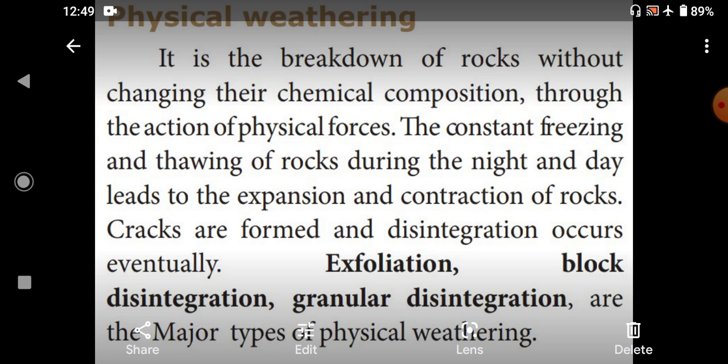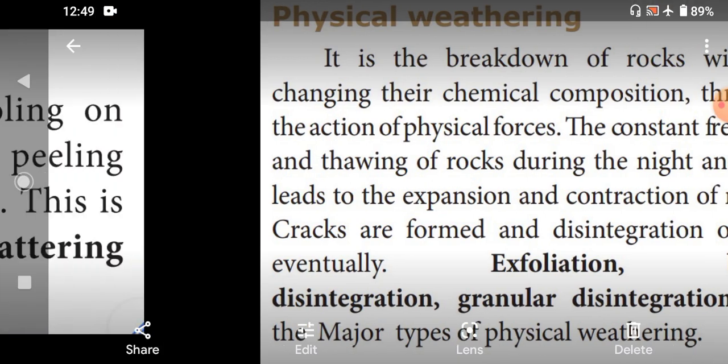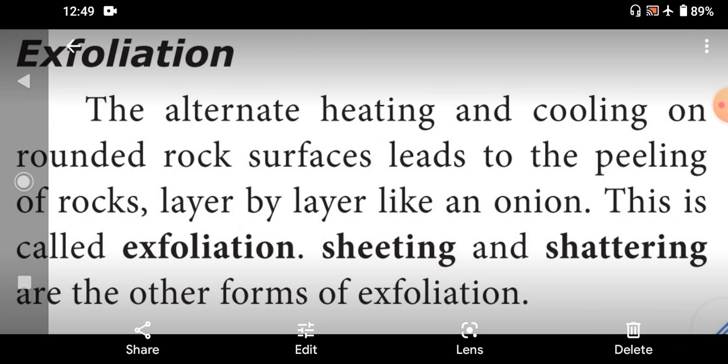What are the three major types of physical weathering? Exfoliation, block disintegration, and granular disintegration. Now listen here. Exfoliation is the heating and cooling of rocks leading to the peeling of rock layer by layer like an onion. Because of heating and cooling on the rock surface, peeling happens, like an onion.